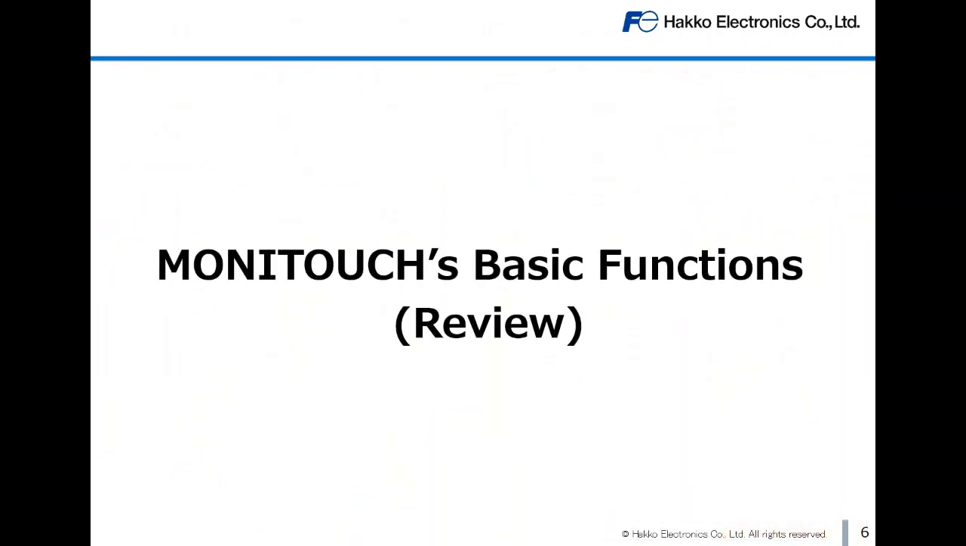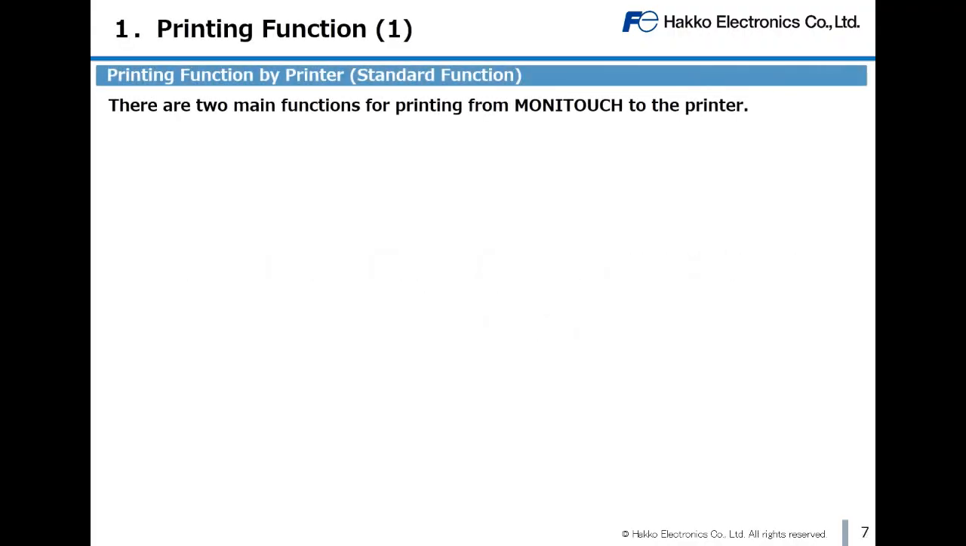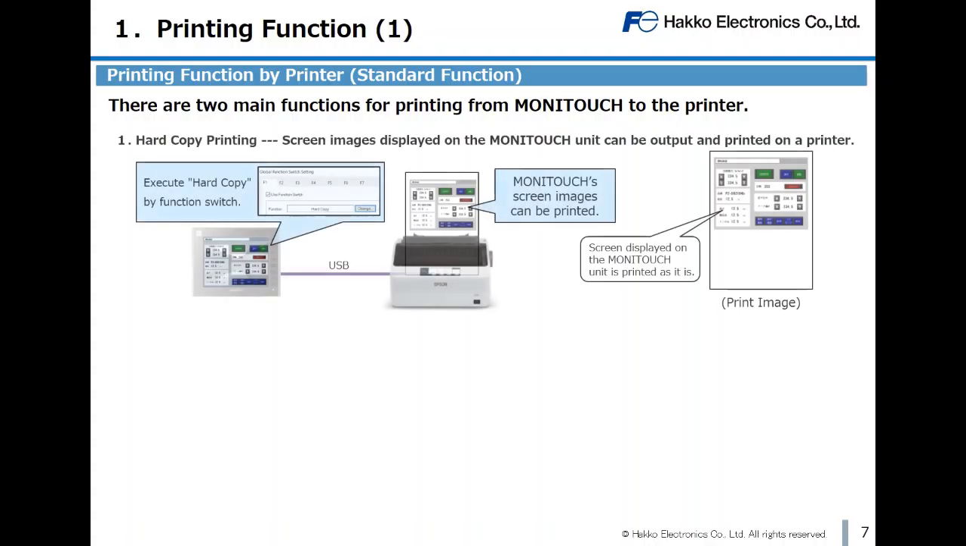This section explains the basic functions that are integrated to build a MONITOUCH screen that is compliant with Part 11. Printing Function 1. There are two main functions for printing from MONITOUCH to the printer. Hard copy printing. Hard copy printing function will allow you to output the screen images that are displayed on the MONITOUCH unit to the printer.